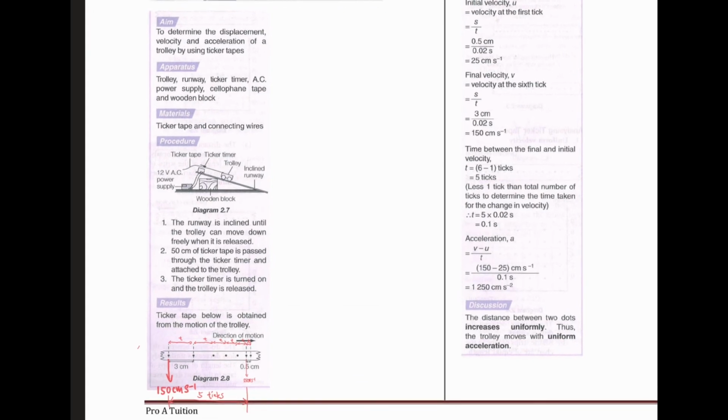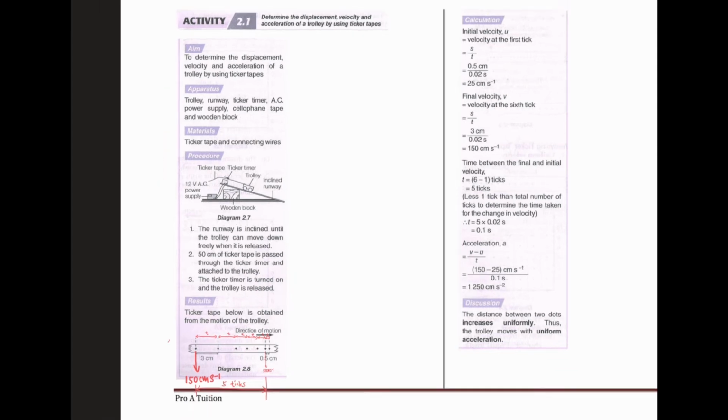Of course maybe you are wondering, how about displacement, velocity, and acceleration. Displacement, you just need to count the length from the first dot to the last dot. You measure the length and then you get the displacement. Velocity, it depends. If you want initial velocity, this is the one. If you want final velocity, this is the one. So velocity has been counted. Acceleration is here.